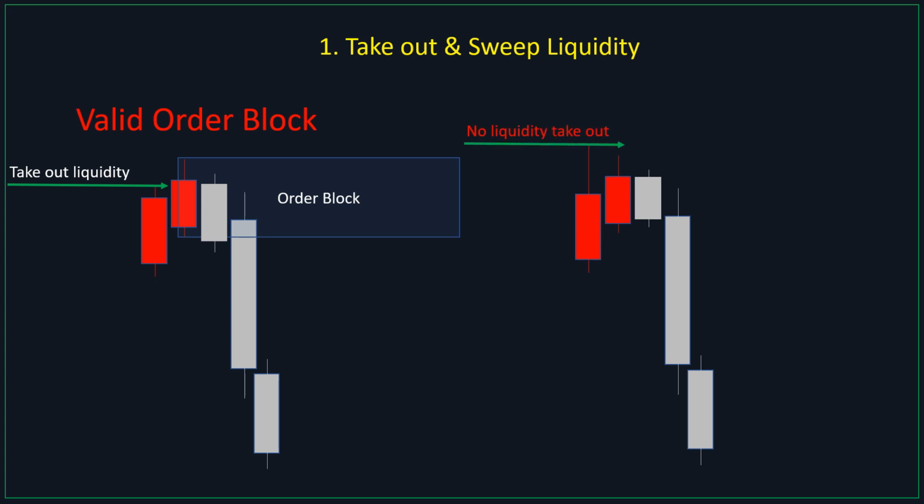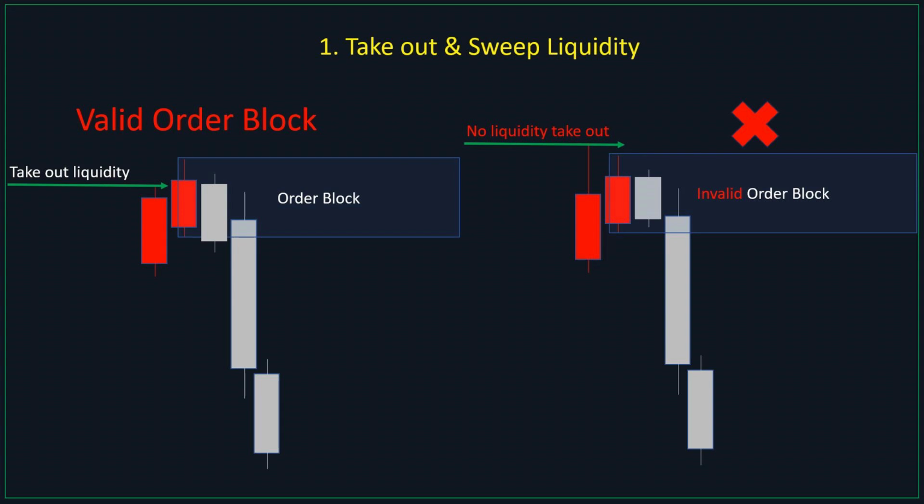In this case, we notice this red candlestick as an order block simply because it is the last bullish candle before the start of a bearish movement. However, there's a problem here. There's a problem because we notice this candlestick right here. So the order block candlestick did not take out the liquidity of the previous candle.